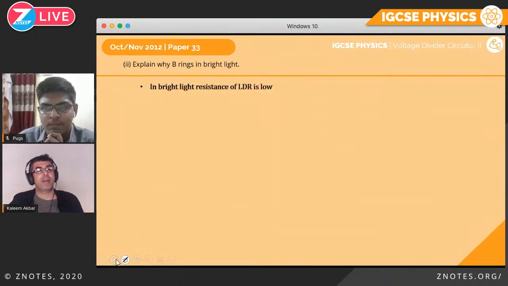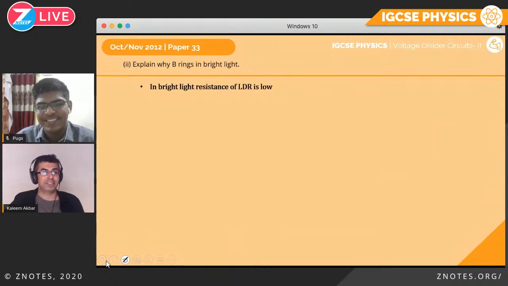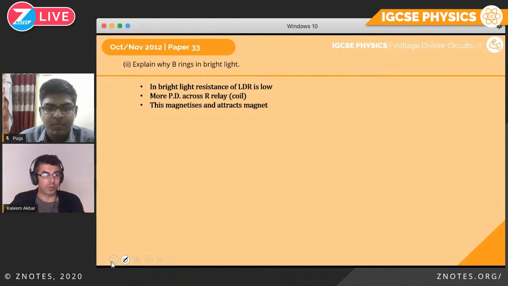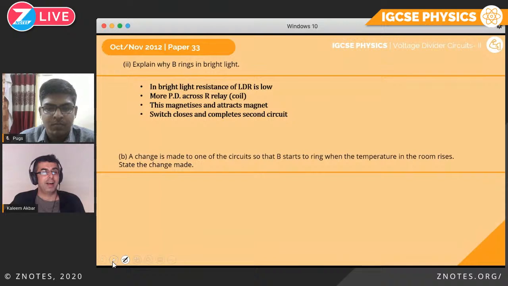Explain why B rings in bright light. In bright light, the resistance of the LDR is low. The voltage across the LDR is low. The voltage across the relay is high. Remember, if one goes down, the other one has to go up. This magnetizes and attracts the switch, the magnetic switch. The switch closes and completes the second circuit. And what I want you to understand is why a relay is good, because a small circuit can basically turn on a more powerful circuit.